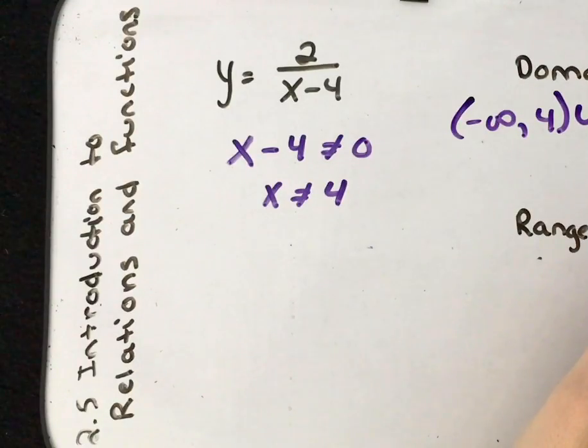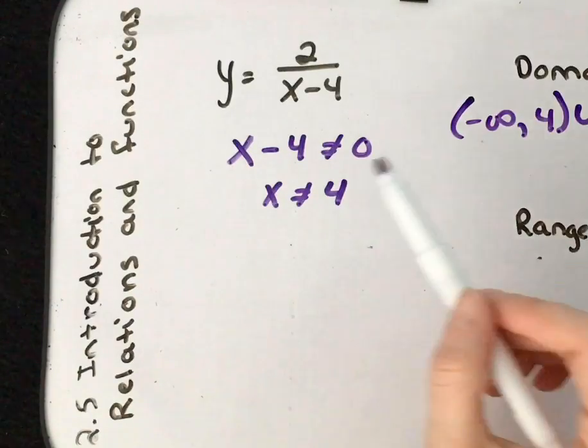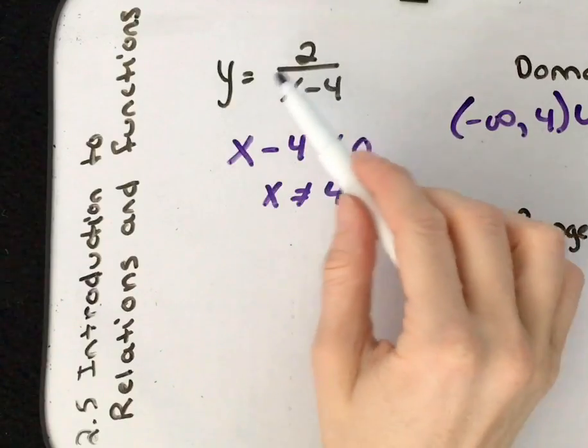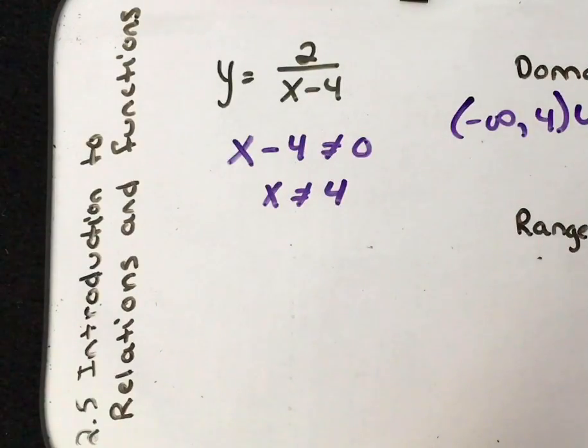So then let's look at our range. Well, I cannot have division by 0. Well, if I can't have division by 0, right here, that's going to impact our range as well.